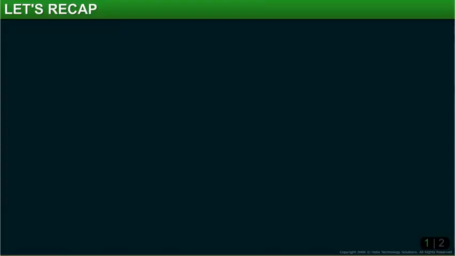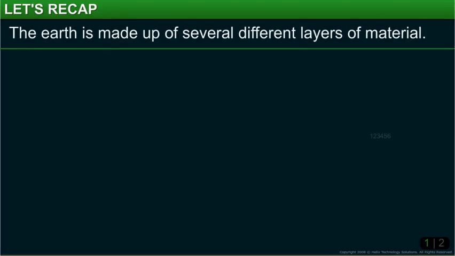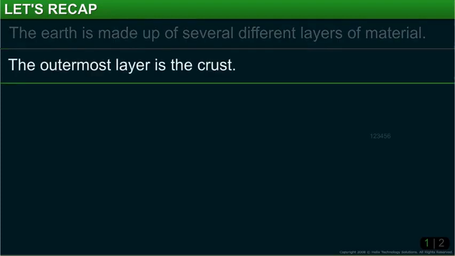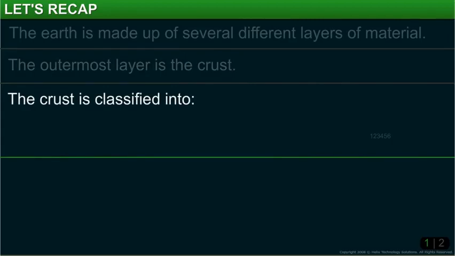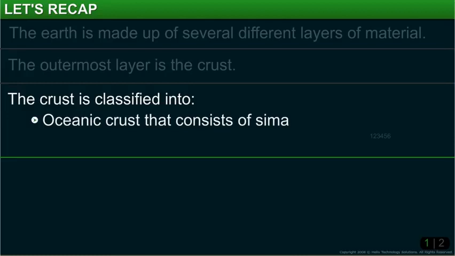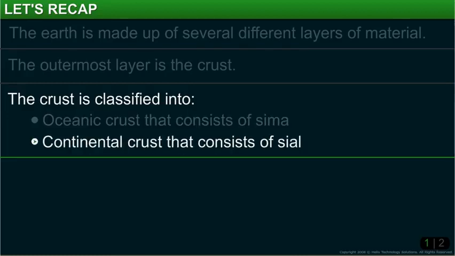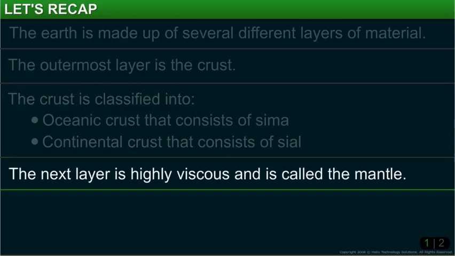In this module, you learn that the earth is made up of several different layers of material. The outermost layer is the crust. The crust is classified into oceanic crust that consists of Sima, continental crust that consists of Sial. The next layer is highly viscous and is called the mantle.